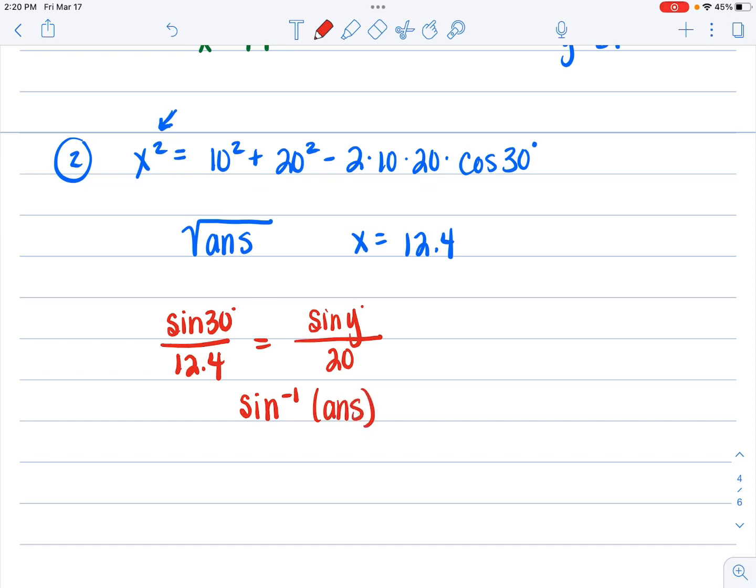So second sine answer is 53.8. Or since it's an angle, let's just do 54 degrees. So angle y is about 54 degrees. That's number 2.